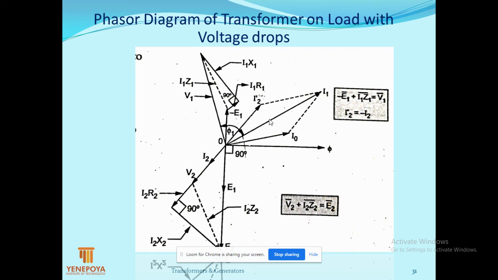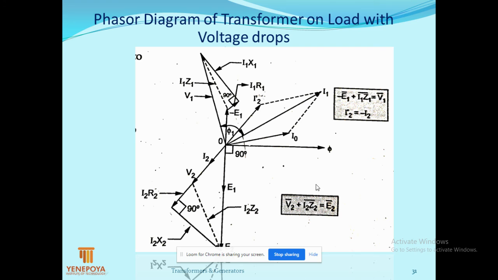The expression for V1 is equal to minus E1 plus I1 Z1; that is from the equivalent circuit. And the expression for E2, from the equivalent circuit we have already seen, is E2 equal to V2 plus I2 Z2, where Z2 is R2 plus X2. You can expand it as E2 equal to V2 plus I2 R2 plus I2 X2. This is nothing but E2, the EMF induced in the secondary winding. In the primary winding, V1 is equal to minus E1 plus I1 Z1.